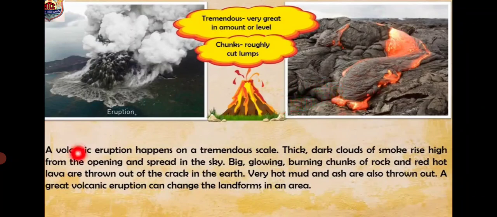A great volcanic eruption can change the landforms in an area. See, this volcanic eruption destroys people's lives as well as their property. Alright, so it changes the landforms in an area.